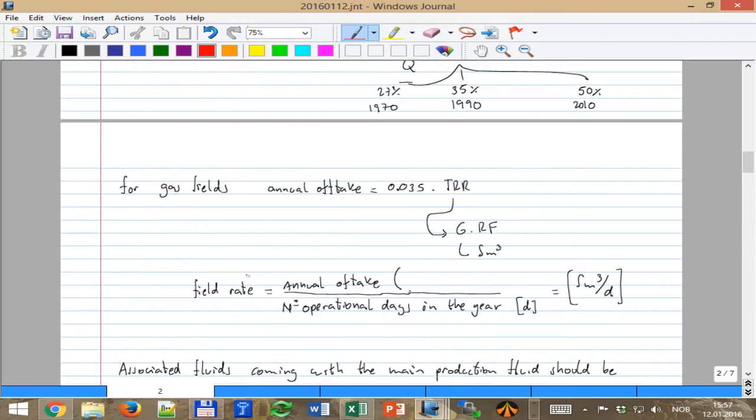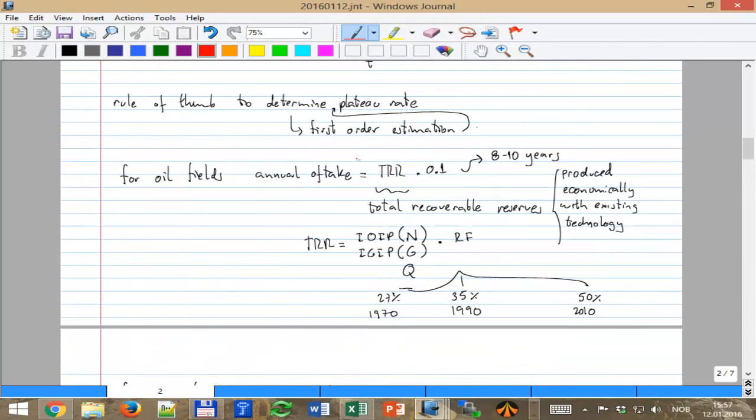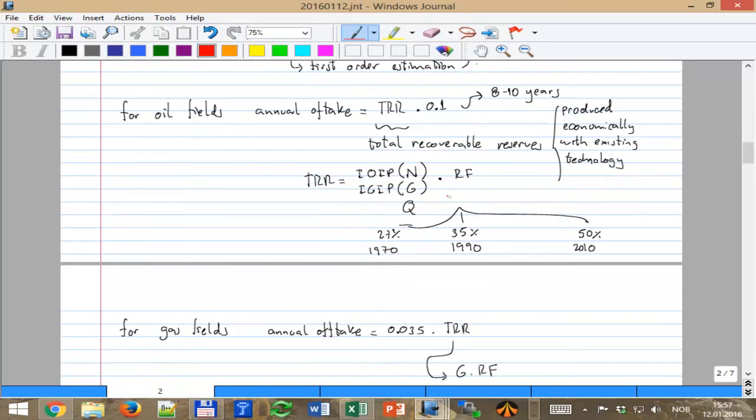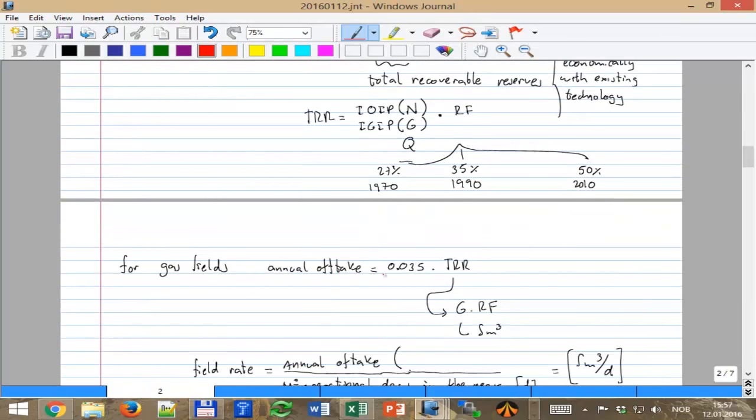Okay, we have that development. We have the initial gas in place. So we multiply times the annual offtake, which has to be 0.35 for a gas field. And from there we have an idea what will be the rate of the field. So should I do it here, or you're going to do it at home? Or you're going to get it like an exercise? You choose.